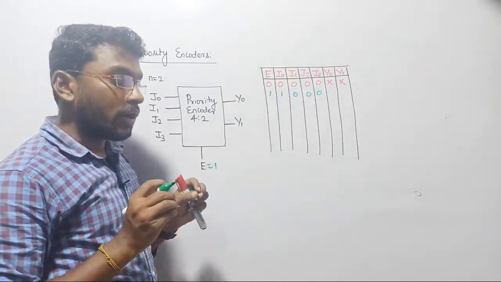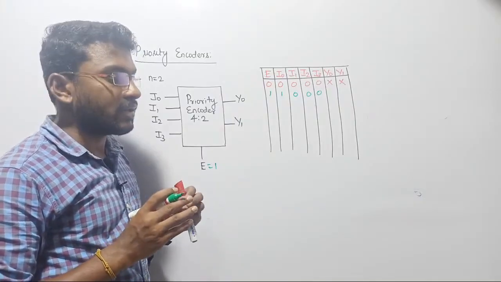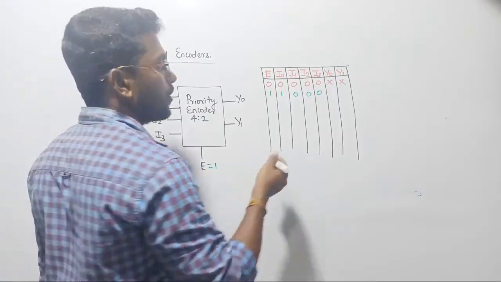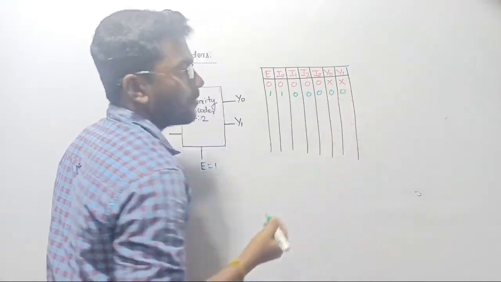Since we are in a combinational circuit, whichever system we design in combinational circuits has no memory. Fine. So when your I0 is enabled, automatically, happily, I am receiving pizza.